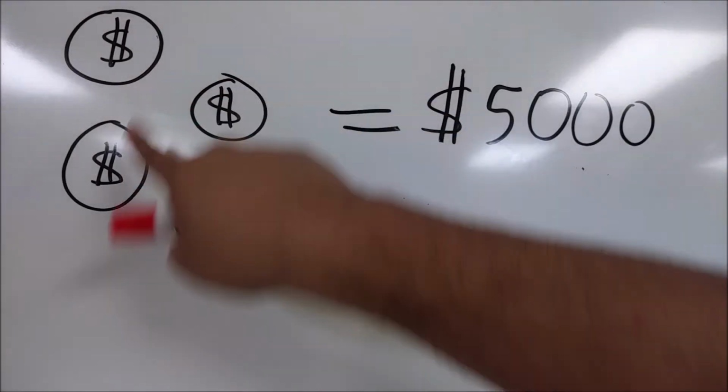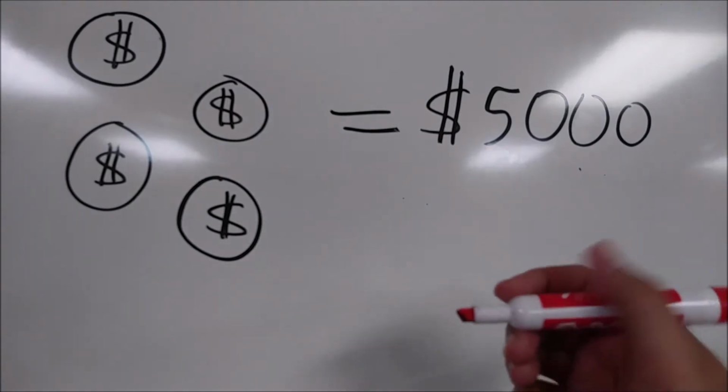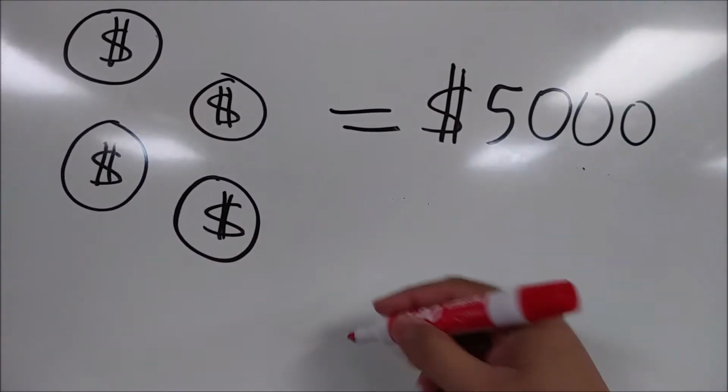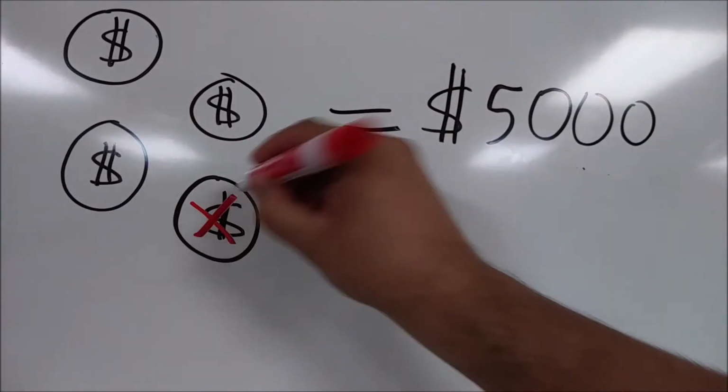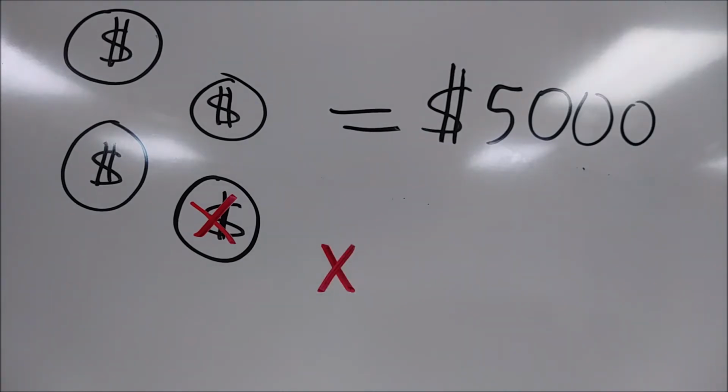Well, we can figure that out by setting up an equation. Here we have 4 gold coins. We don't know how much each coin is worth, so we're just going to say that each coin is worth some unknown amount, some amount we don't know. In this case, x. Each coin is worth x number of dollars.